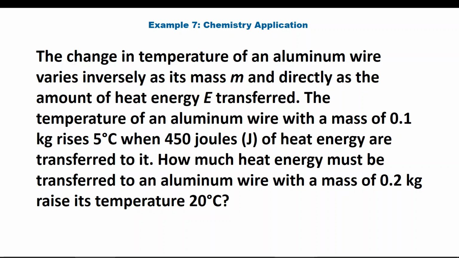It says the change in temperature of an aluminum wire varies inversely as its mass m, and directly as the amount of heat energy E transferred. All right, and it's going to tell us about temperature and everything. So let's go ahead and put these in.